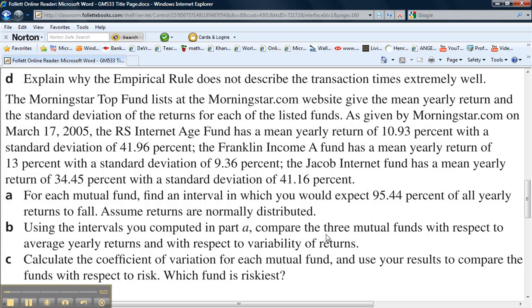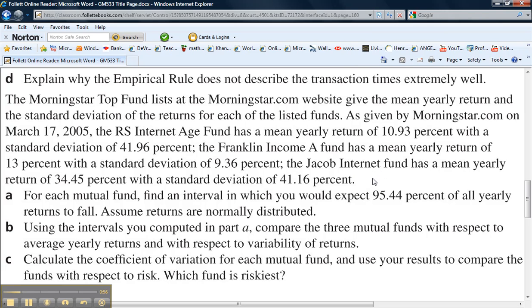Basically, obviously, you want the fund that has the highest return, but you want the highest consistent return. Well, if I look at all three funds, I have 10.93, I have 13% return, and I have 34.45. Obviously the highest yearly mean average return is Jacob Internet Fund, but it doesn't mean it's the most consistent.